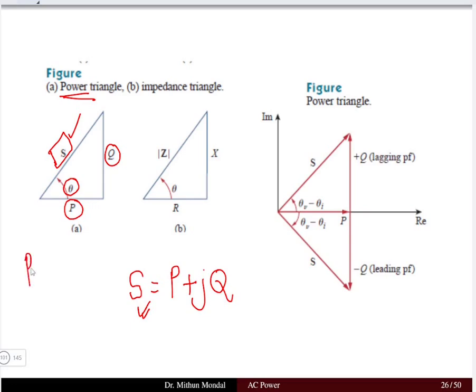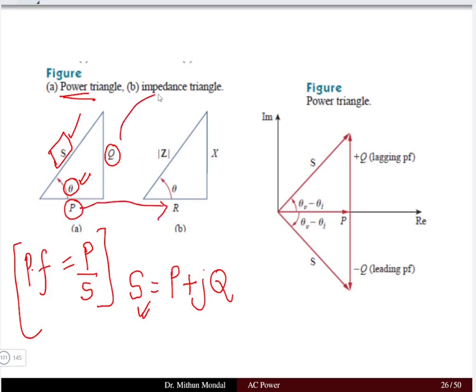We have given the definition: power factor is equal to the real power P divided by the complex power S. So from here we can find the angle theta, which is the angle the hypotenuse makes with the base. Similarly, the real power can be substituted by resistance, the reactive power by reactance, and the complex power by impedance.